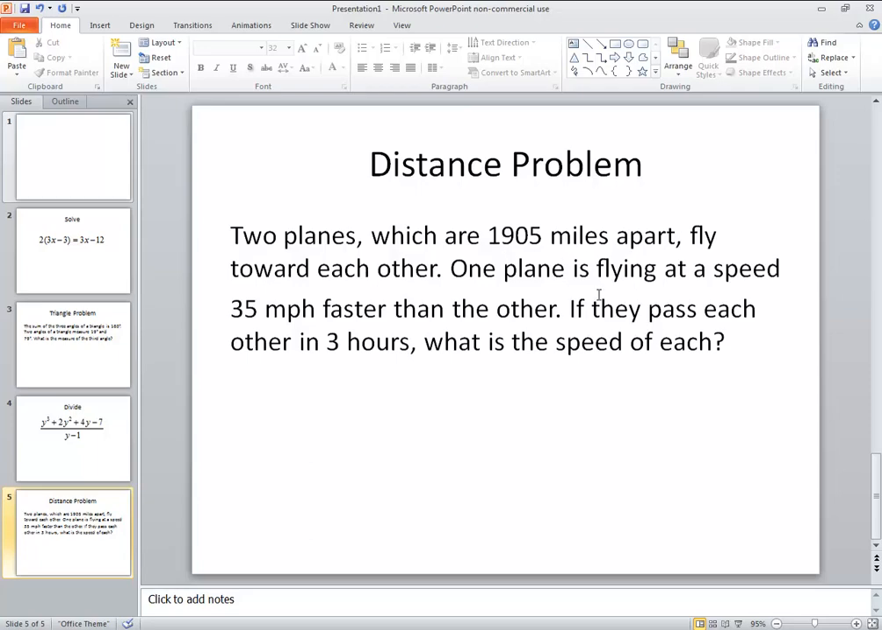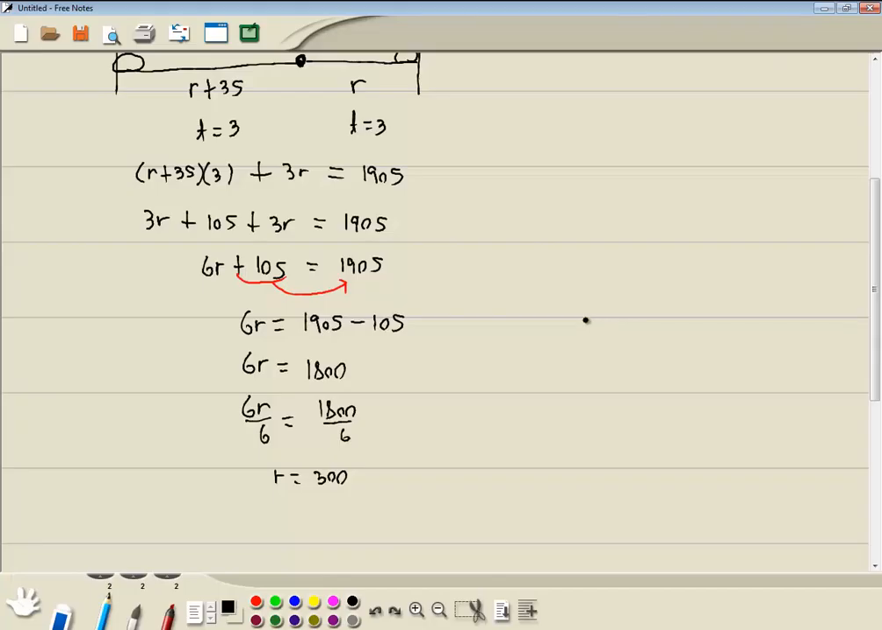Now, what are they asking? What is the speed of each? We found r, which corresponds to our slower plane. Our other one is r plus 35. So we're going to have 300 plus 35 is going to give us our 335. So that's our faster plane, and this is our slower plane. And those would be our answers.